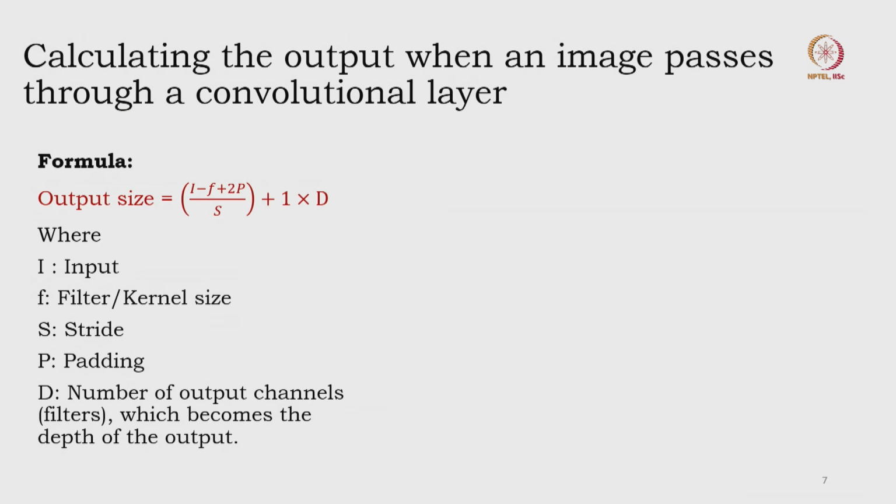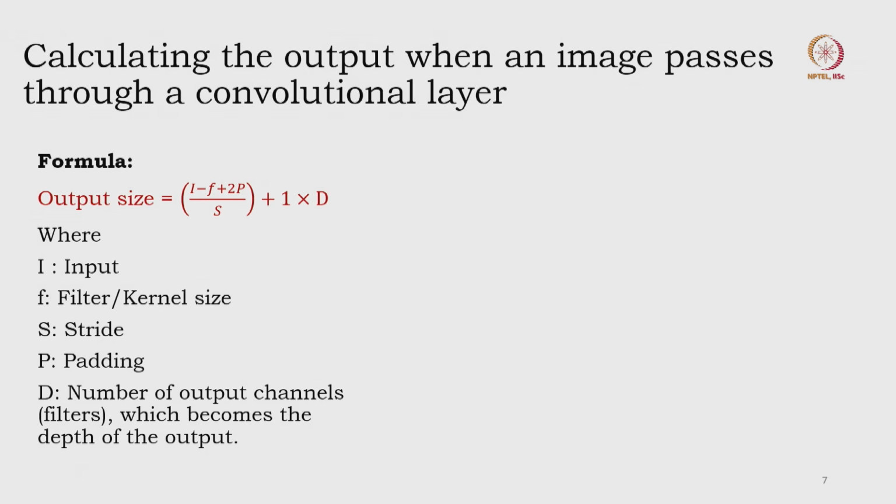Now, this is an important slide. What exactly is this? Now you have passed an input image. That input image is passed through a convolution layer, and the output of the convolution layer is a feature map. Right. That feature map is also called the output of that convolution layer. Right. Now, what exactly will be the size of the output of the convolution layer? When an image passes through a convolution layer, what will be the output size?